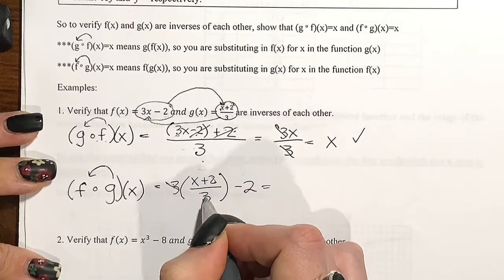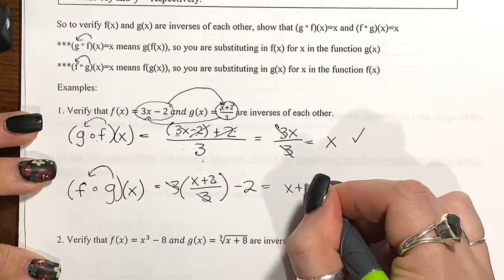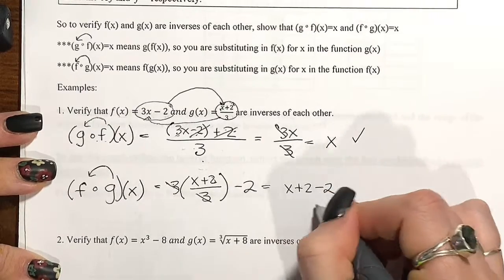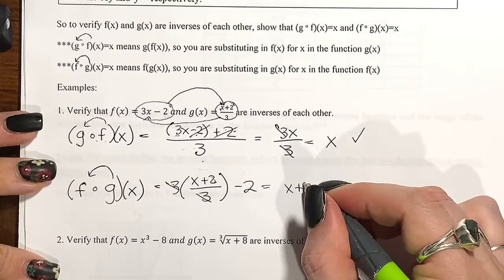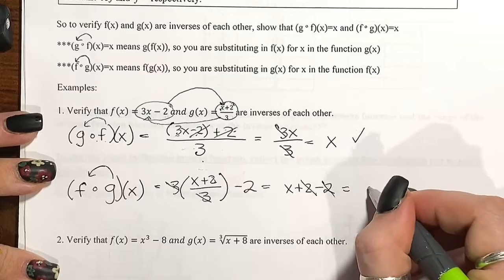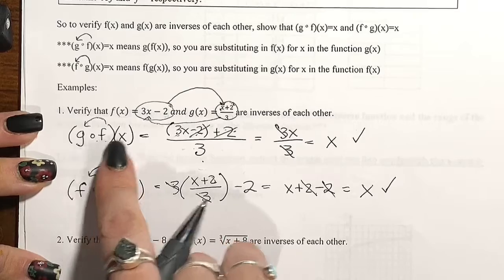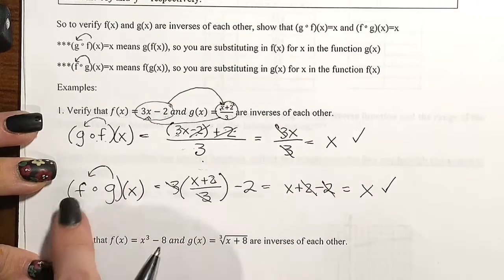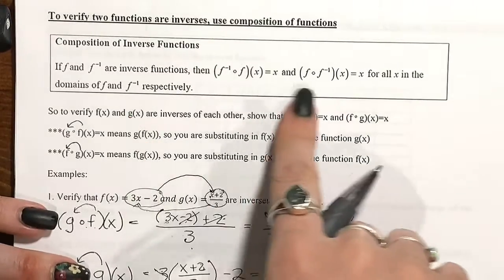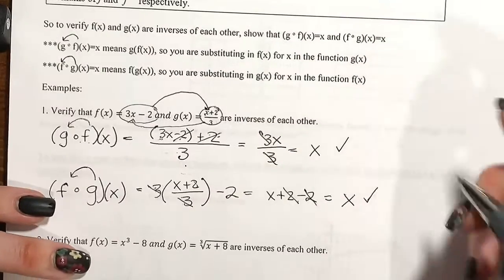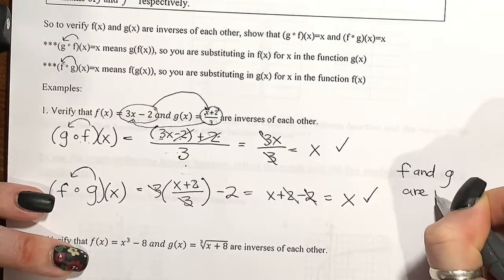So this times by 3 will cancel with the divide by 3, and I have left over x plus 2 minus 2. And I know we get lazy and we don't want to show this middle step, but I do need to show this middle step. Now I can cancel the 2's, and I have just the x back. So since this composition ended with an x, and this composition resulted with an x, we've done this proof right here. We've verified. So we can say that f and g are inverses.